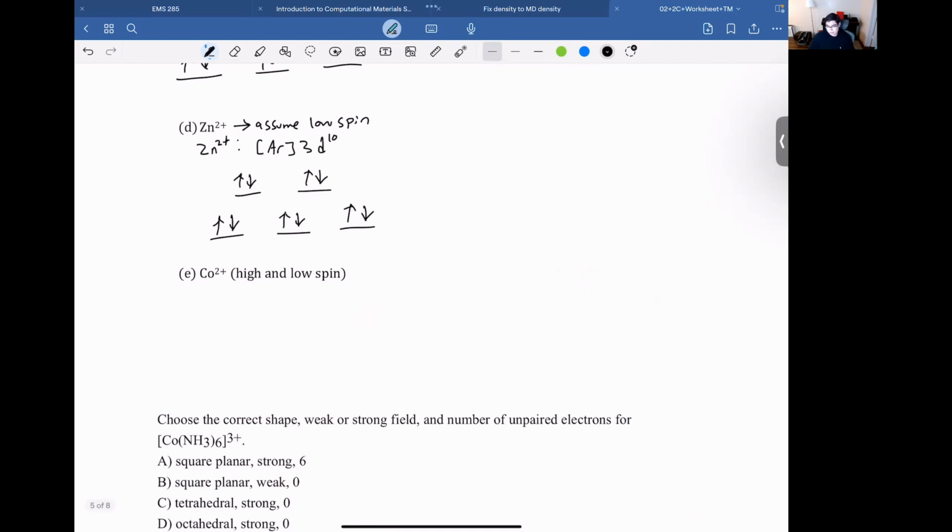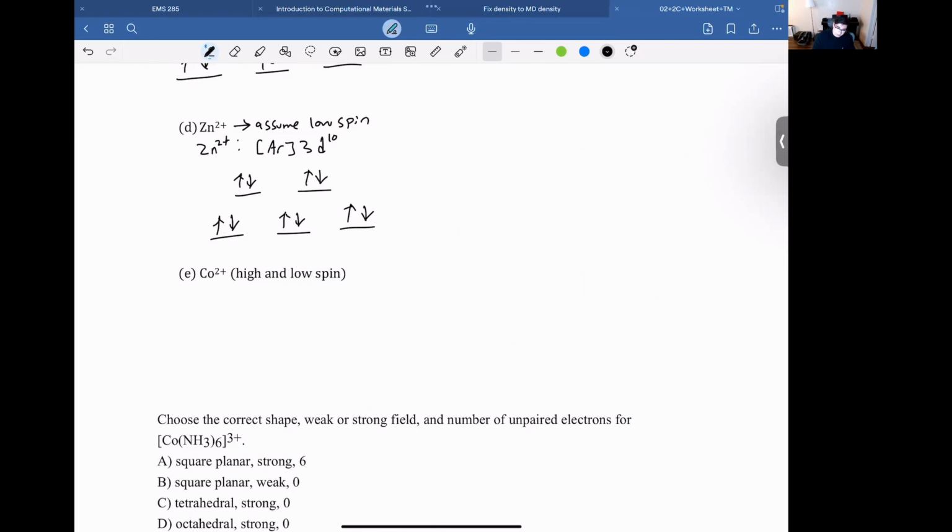Again, this is true for low spin or high spin. You fill up all of them, and then you pair them. For high spin, you just fill up all the levels first, and then you pair them. For low spin, you just fill up the lowest level first, and then you pair them.